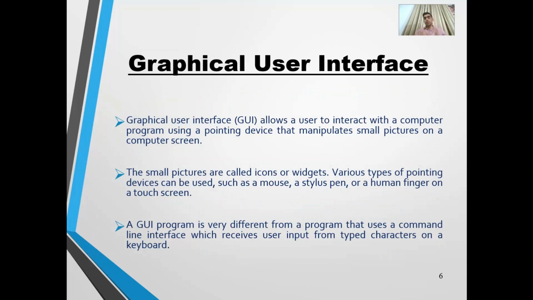So GUI, what is GUI? GUI is graphical user interface that allows a user to interact with a computer program using a pointing device that manipulates pictures on a computer screen. The small pictures are called icons. Various types of pointing devices can be used, such as a mouse, stylus pen, and a finger on a touch screen. The GUI program is very different from a program that uses a command line interface, which receives user input from typed characters on a keyboard. So, GUI is user friendly.